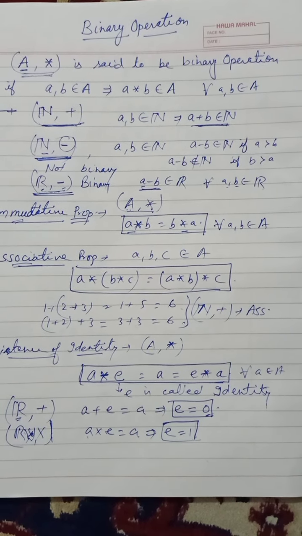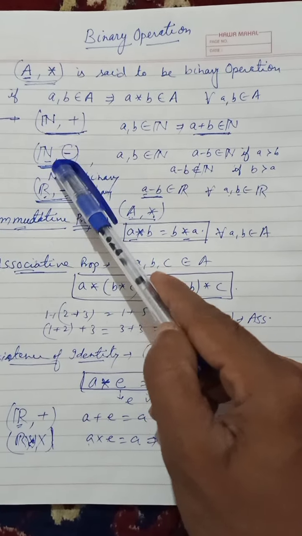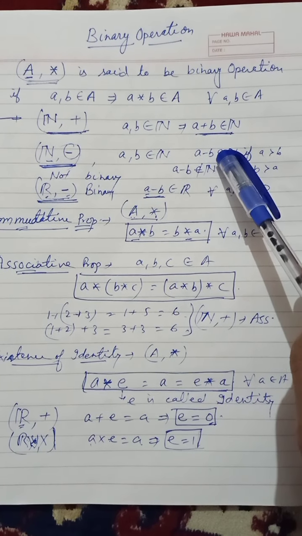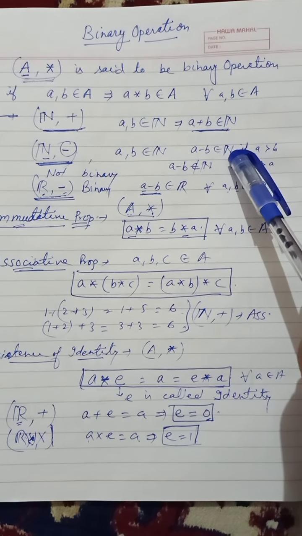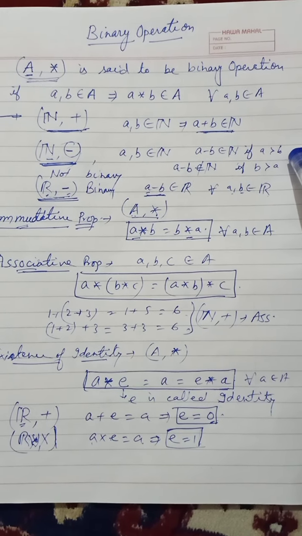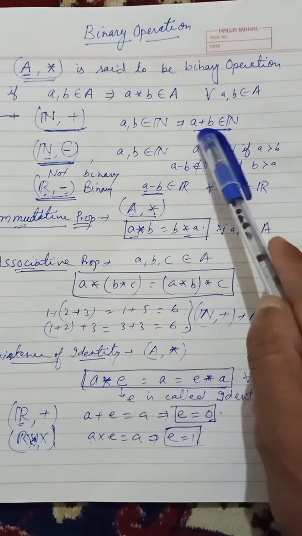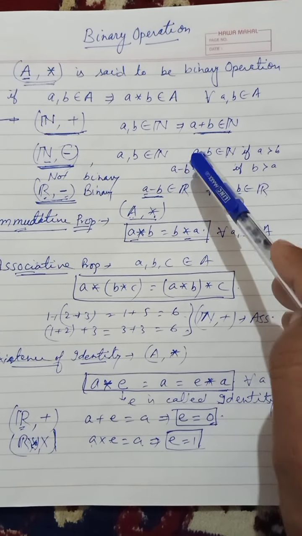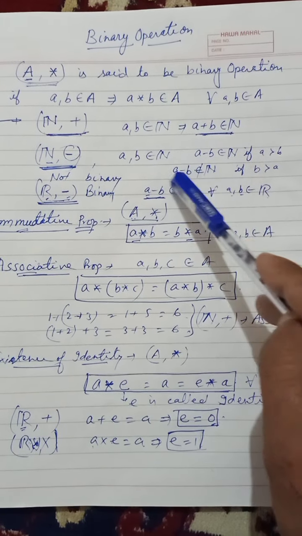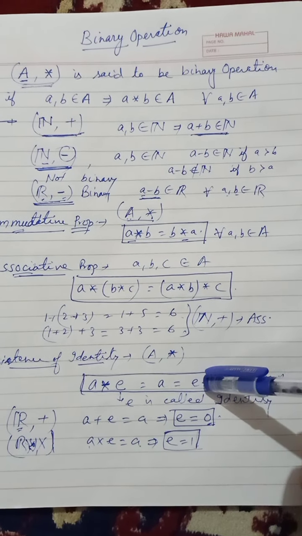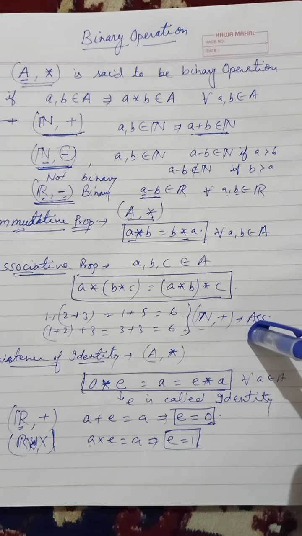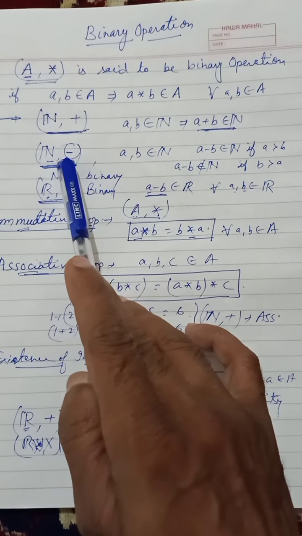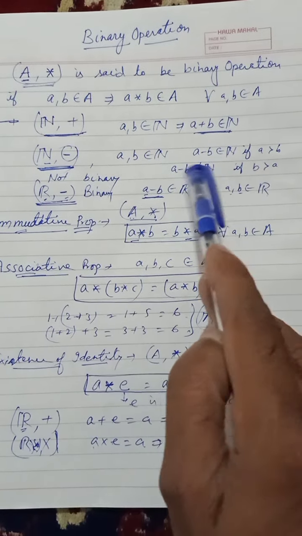Okay. If we take the set of natural numbers with subtraction, so a and b are two natural numbers. Then what about a minus b? We know that a minus b belongs to the set of natural numbers if a is greater than b. When a is greater than b, then a minus b is a positive number, so it belongs to the natural numbers. But if b is greater than a, then a minus b is negative, which doesn't belong to the set of natural numbers. Therefore, the set of natural numbers with subtraction is not a binary operation.